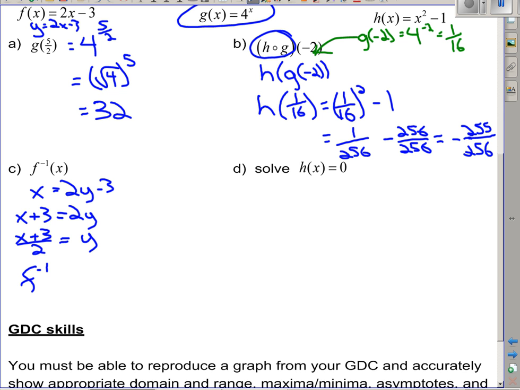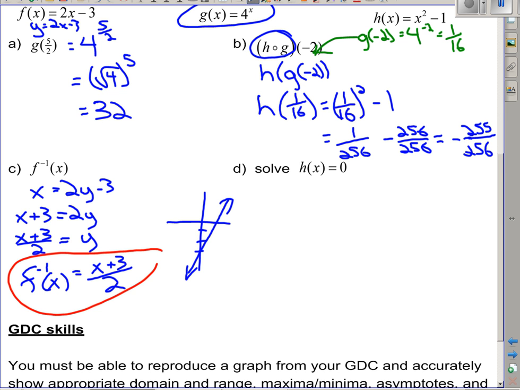So that's telling us the inverse of f at x is x plus 3 all over 2. And if I graph those two lines, I'd see that the first one, the original, f at x, looked kind of like this. And its inverse, over here, would be the mirror image through the diagonal line y equals x.